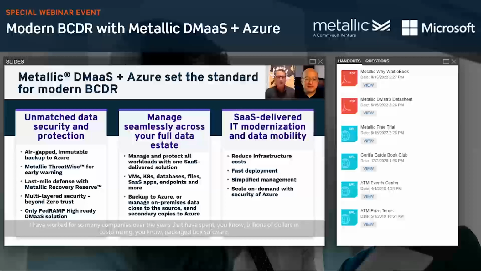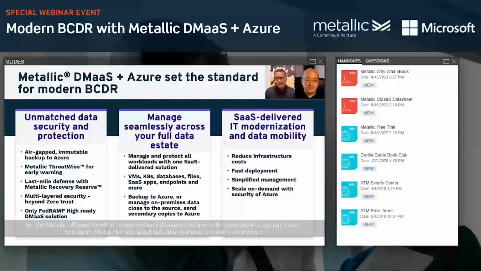I have worked for so many companies over the years that have spent billions of dollars customizing packaged box software. The benefit of software as a service is it's always innovating, it's always updated, it's always addressing the latest trends within the marketplace or the latest innovation that a public cloud provider like Microsoft can provide, and it's immediately accessible. And so that time to market of locking down your environment, making sure that you can trust the data that goes in and how it's getting out, is a critical component to how IT can be powered moving forward and really drive value in a much shorter time frame with a much higher confidence of security.